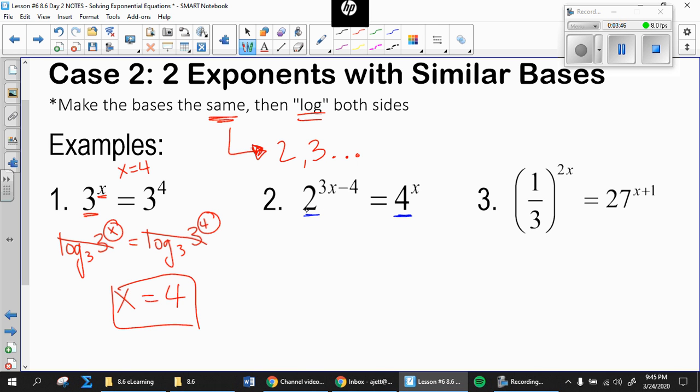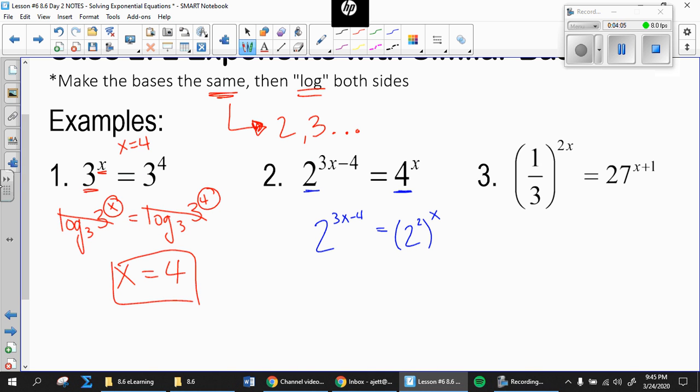So this one's already base 2. It's already small. So what we're going to do is rewrite this second one so that it has base 2. So I'm just going to rewrite 4 as base 2 squared.